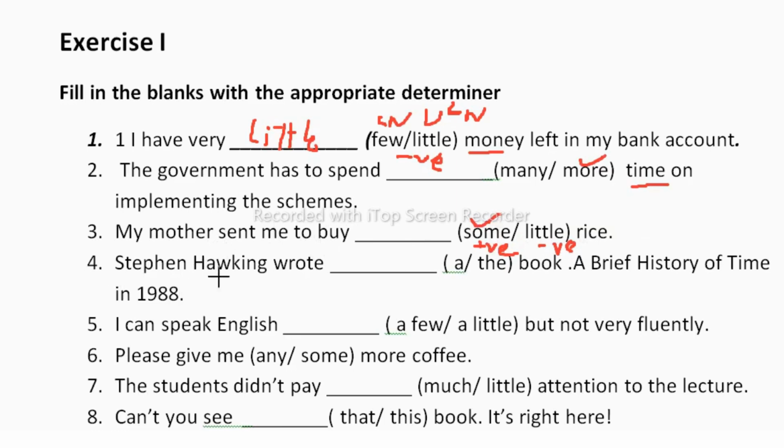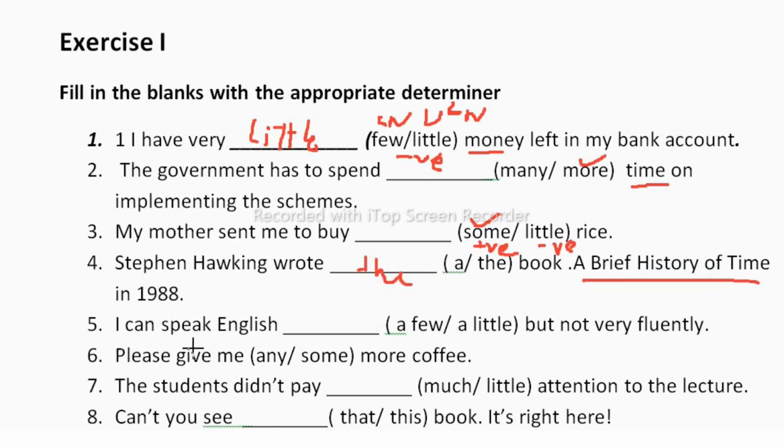Next one is: Stephen Hawking wrote dash book, A Brief History of Time, in 1988. Here a specific book name is given, a particular name of the book. So that's why we need to use the article the here: the book, A Brief History of Time.